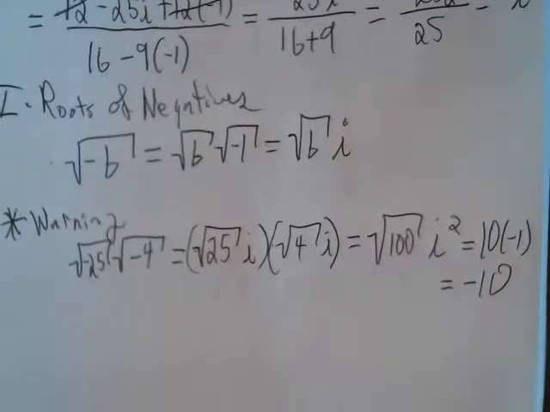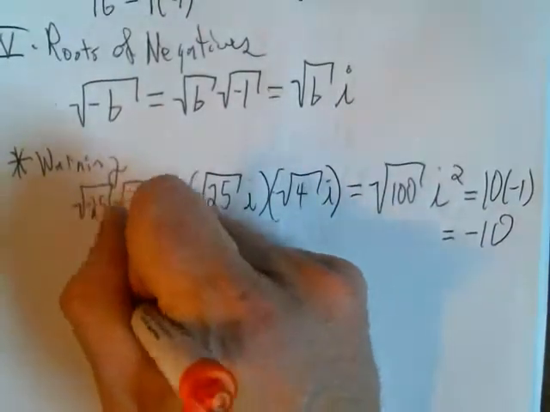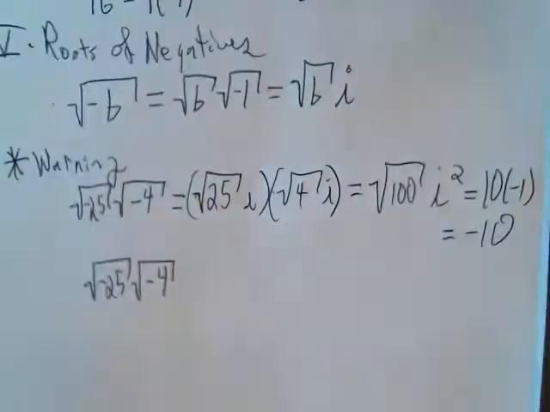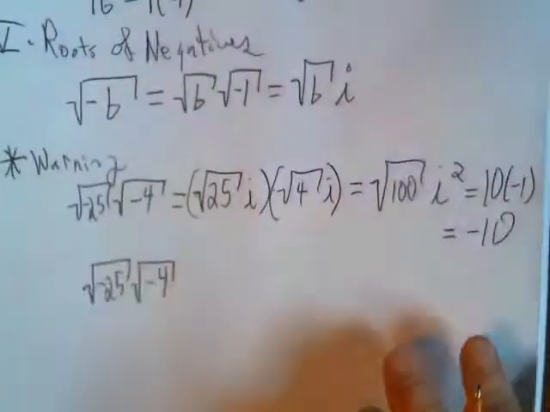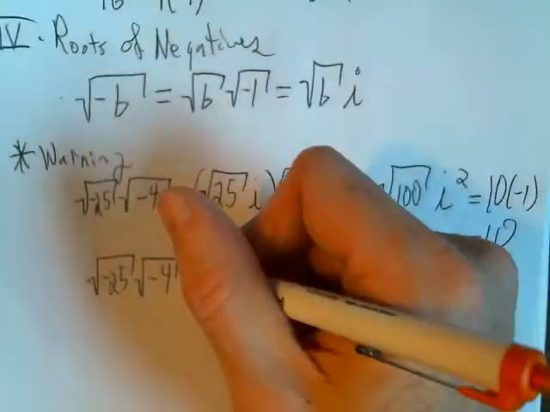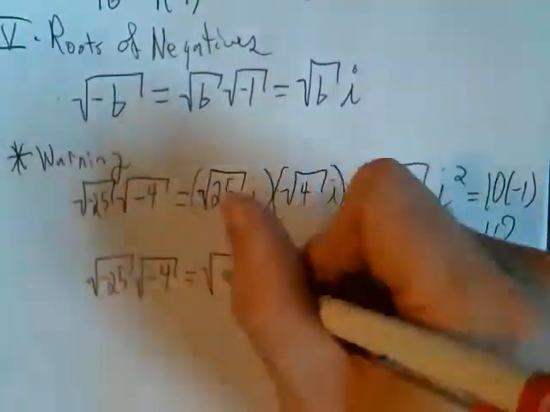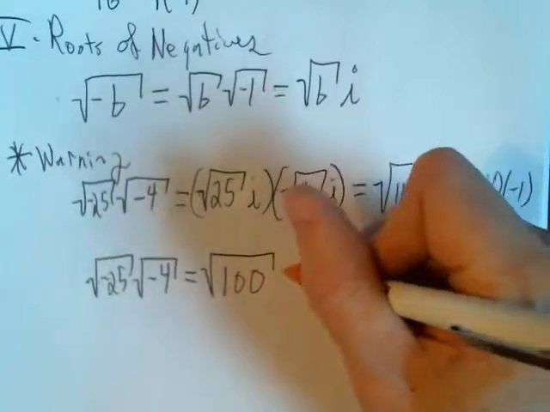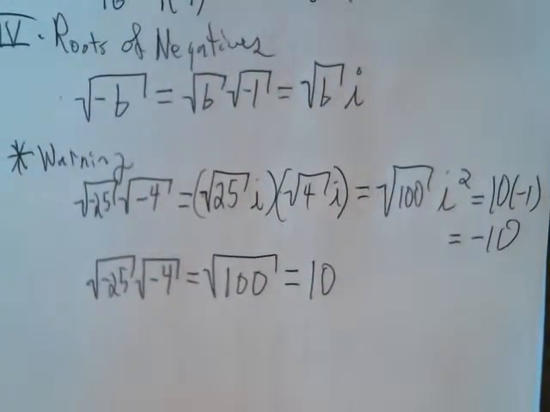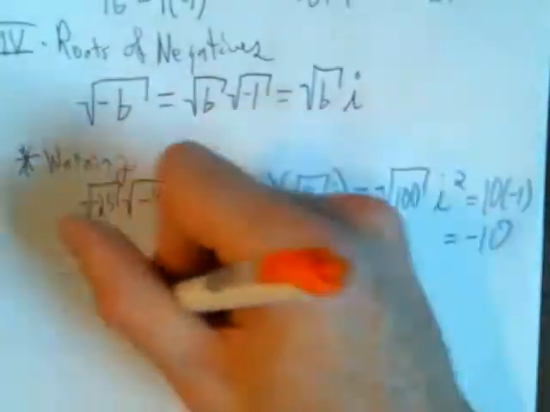Right, so what's the warning? Well, there's a wrong way to do this, right? So if you did root negative 25 times root negative 4, and then multiplied out negative 25 times negative 4, and a negative times a negative is positive 100. Square root of 100 is positive 10. So you see you get two different answers here, and the answer we want is this first one. We don't want to do this.